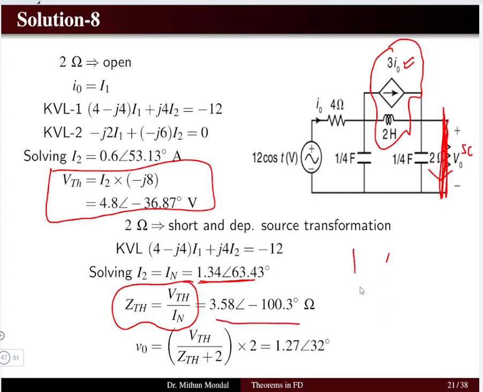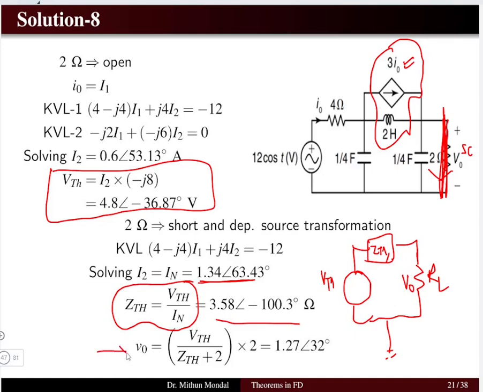So the circuit is like this. We have voltage Thevenin in series with Z Thevenin, and now I can connect the unknown resistor which was removed from the network, that is the load resistor. I need to determine the potential across it, which I can determine using the voltage division rule. So the source voltage multiplied by the resistor across which we need to determine the voltage, divided by the total equivalent impedance. I'll get the voltage 1.27 angle 32 degrees.